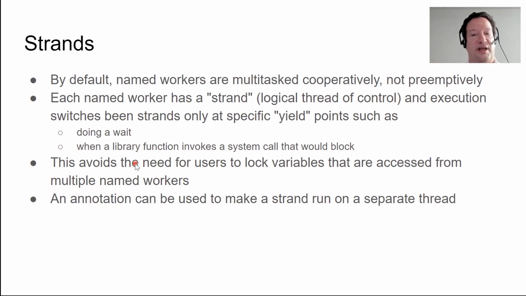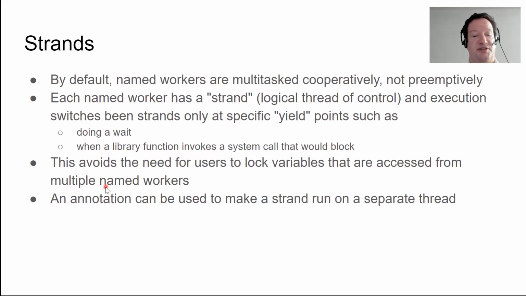By default, we schedule named workers in a cooperative way rather than being preemptive. If you have multiple named workers and you don't say anything, they will all run on the same thread, and they'll work more like coroutines. You'll only switch between strands at specific yield points, like doing a wait or when your library function does a blocking system call. The reason for that is to avoid users having to get into locking variables, so they're not going to get all sorts of nasty data race conditions by default.